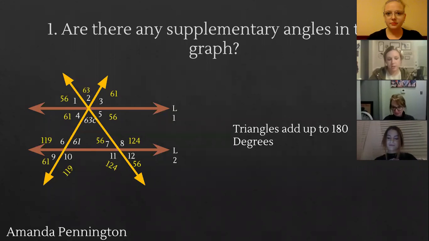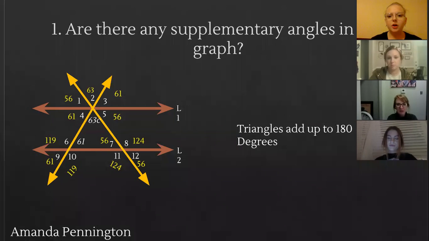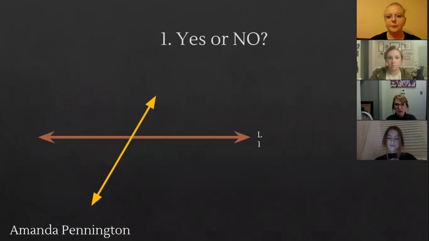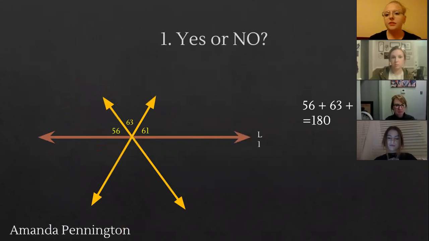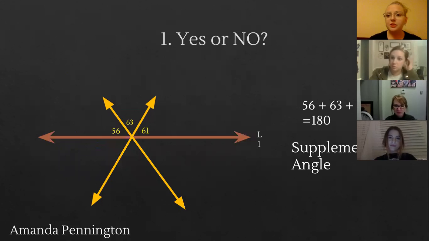Amanda, are there any supplementary angles in this graph? Yes, there are. What we're going to do is take the first top portion of angles 1, 2, and 3, and look at that on a different slide. So here's our line, and here's our angles for 1, 2, and 3. We know the angles with the 56 degree, 63, and 61 all have to add up to 180 to be supplementary. So yes, there are supplementary angles in the graph. Great job. Thank you.